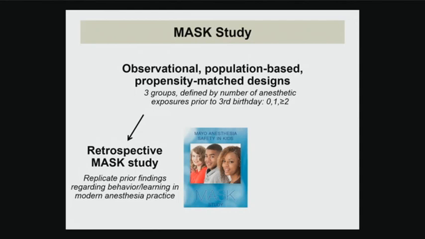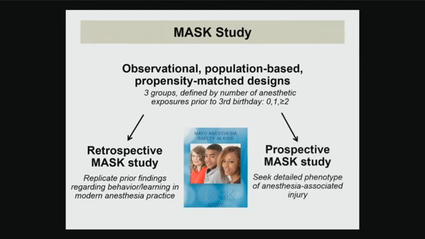We've already talked about reproducibility in animal work. It's very important to do that work when possible in humans as well, we believe. So we wanted to see if we could replicate those findings in modern anesthesia practice, since we started using something other than halothane, pulse oximeters, those sorts of things.